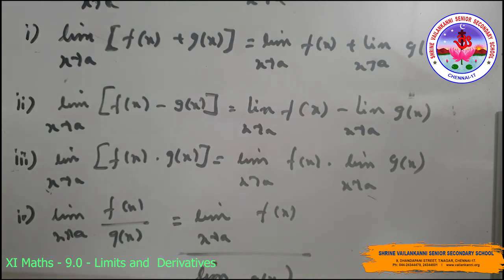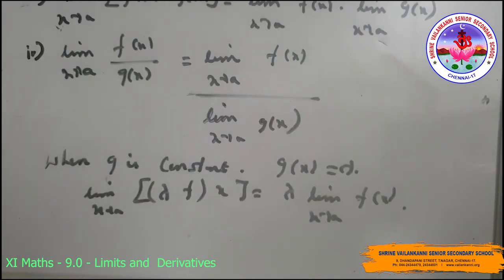Fourth one, limit of quotient of two functions is quotient of the limits of the functions, wherever the denominator is non-zero. Limit x tends to a, f of x by g of x, is equal to limit x tends to a f of x by limit x tends to a g of x. In particular, as a special case of the third one, when g is a constant function such that g of x equal to lambda, for some real number lambda, we have limit x tends to a, lambda times f of x, is equal to lambda times limit x tends to a f of x.